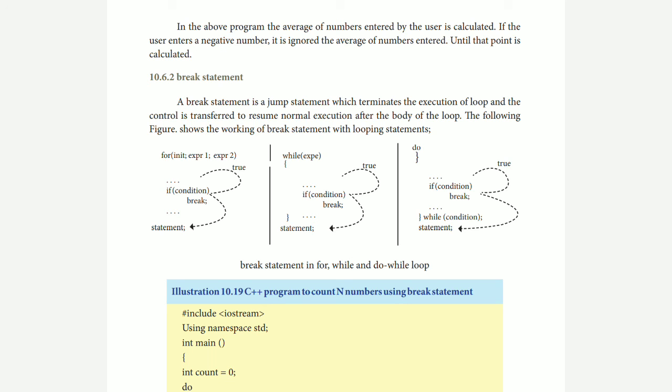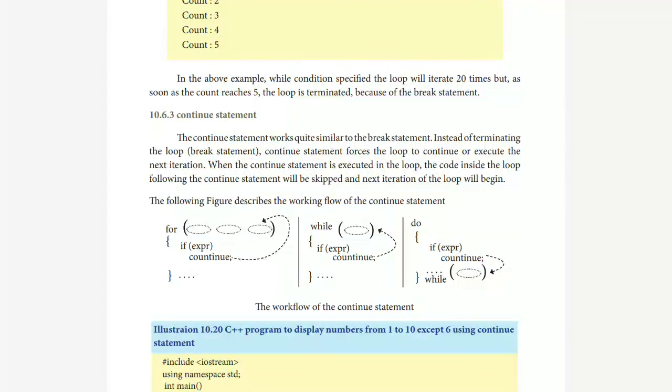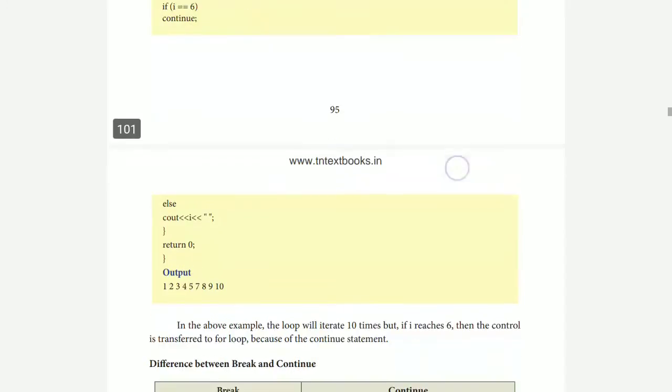So next is the continue statement. The continue statement will execute from the beginning of the loop. If the continue statement is executed, the rest of the lines after the continue statement will not be executed, and it will go to the beginning of the loop and do the next iteration. Okay, so it has some examples, you can see that.